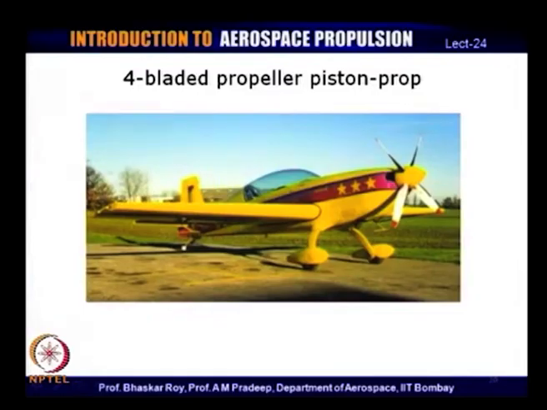This is a 4-bladed piston propeller. You can see here that the shape of the aircraft again has dictated the kind of engine it should use. One can make a guess that the engine used here is the multi-cylinder opposed type, probably 3 into 3, that is 6 cylinders in opposed formation, housed inside this forebody of the aircraft, powering the 4-bladed propeller.